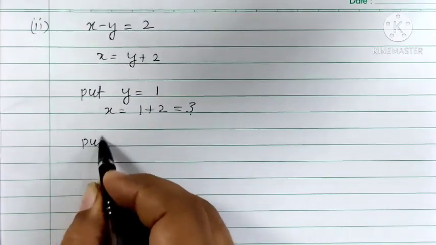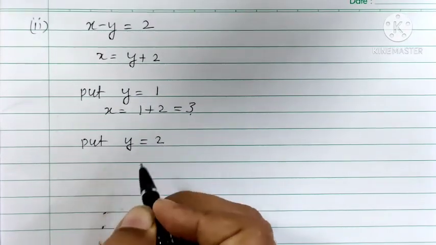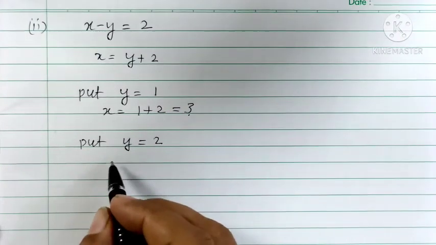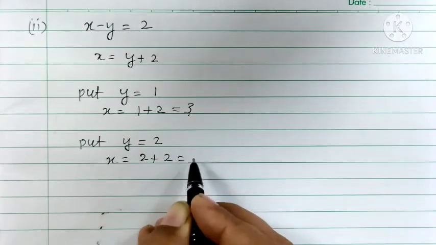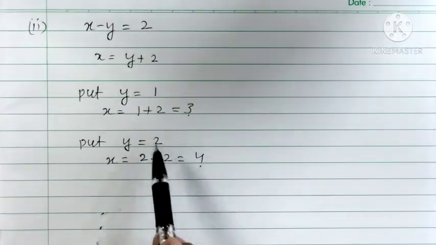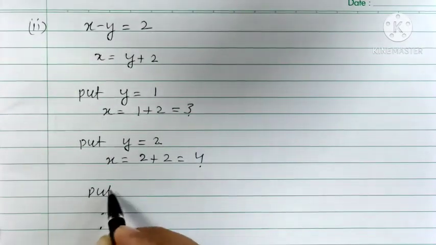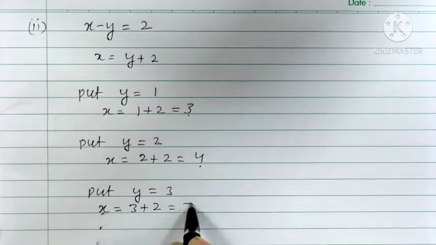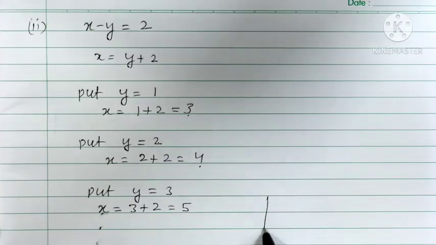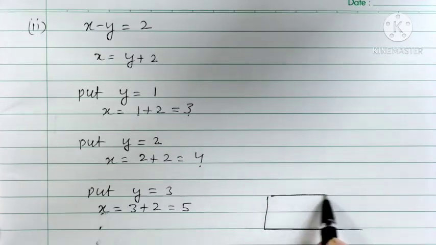Then we'll put y equals 2. Then we get x equals 2 plus 2, that is equal to 4. So another solution is 4 comma 2. Now put y equals 3. So we get x equals 3 plus 2, that is equal to 5. So now we have three solutions that we are writing in tabular form.